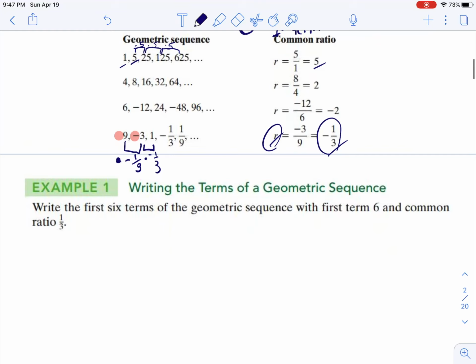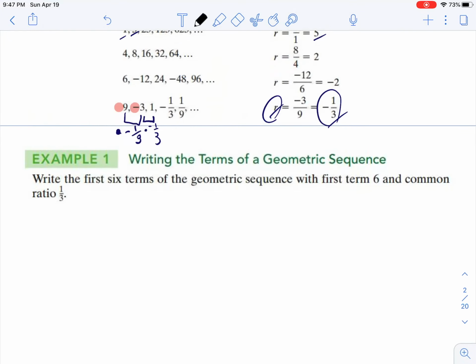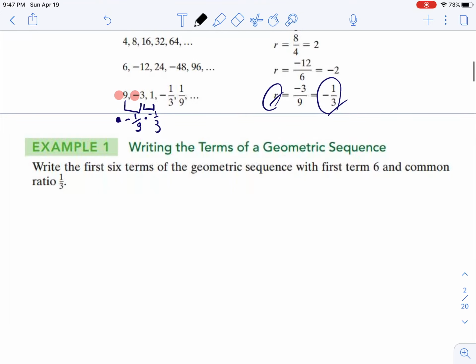The first couple of things you're going to see are items that we'll be revisiting. The first one says, write the first 6 terms of the geometric sequence with the first term 6 and the common ratio 1/3. So the way we do this is we start out with 6. We're finding 6 terms and we already have 1. Then we multiply this by 1/3. Essentially we're taking 6 and dividing it by 3, so when we do this, we get 2.